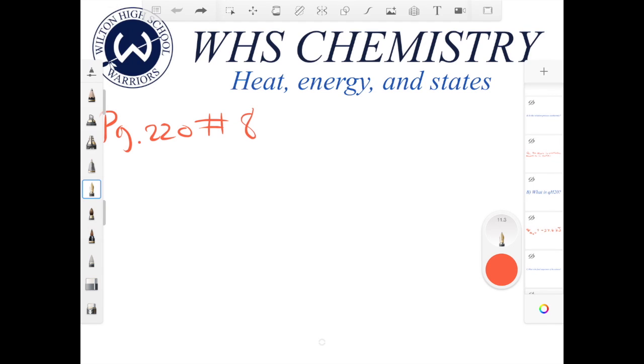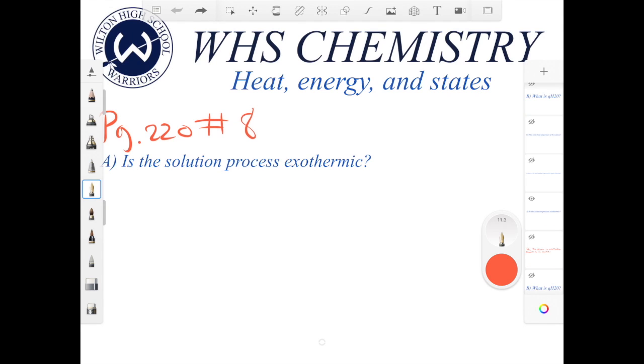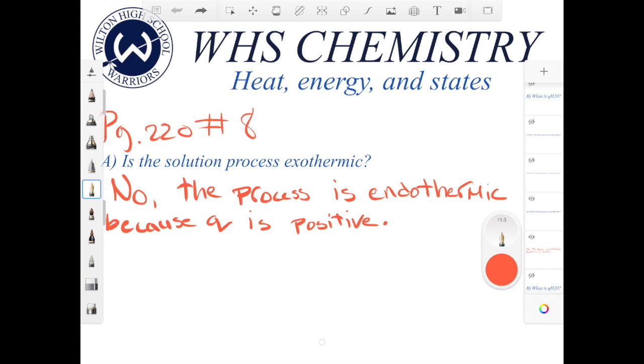We'll start with Part A, where we need to find out if the solution process is exothermic. We know from the information that is given that during the entire process, 27.6 kilojoules of energy are absorbed. And we know that if Q is positive, that means the process is endothermic. So in this case, the process is not exothermic, but rather it is endothermic because Q is positive.